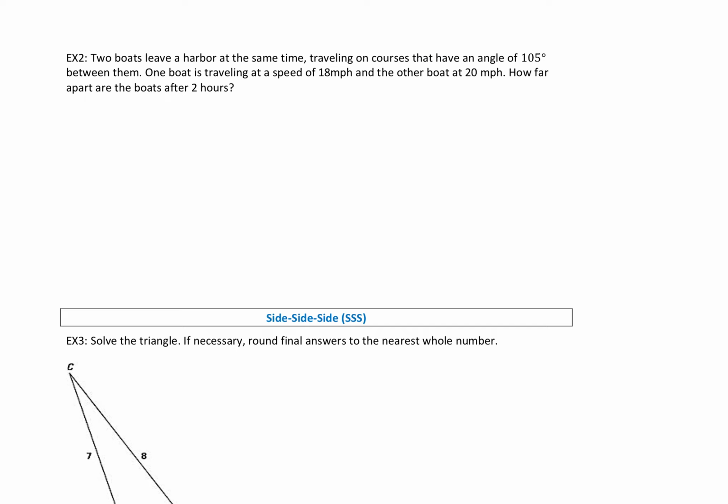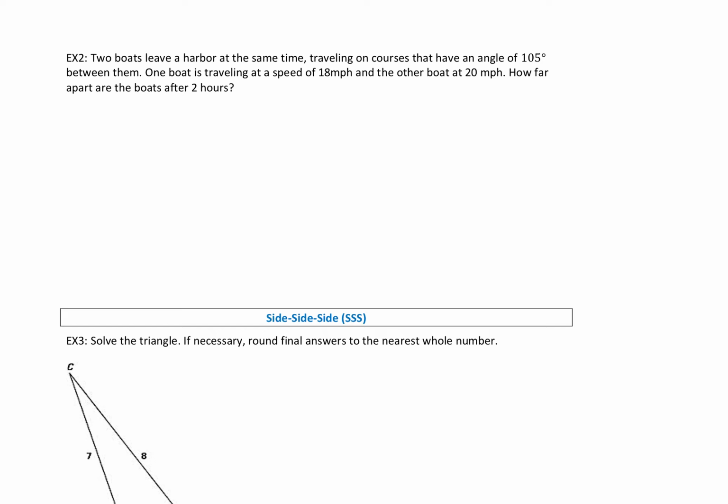So now let's look at an application using the law of cosines. In example 2, we have two boats that are leaving a harbor at the same time. They're traveling on courses that have an angle of 105 degrees between them. One boat is traveling at a speed of 18 miles per hour, the other at 20 miles per hour. We want to know how far apart these boats are after 2 hours.